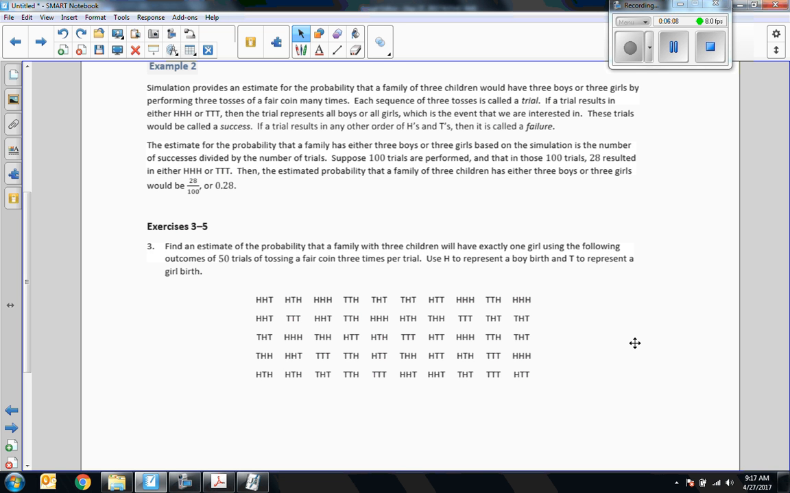The estimate for the probability that a family has either 3 boys or 3 girls based on the simulation is the number of successes divided by the number of trials, which we did in an earlier chapter section. Introduce that in 4.